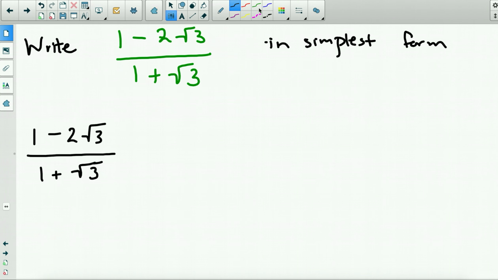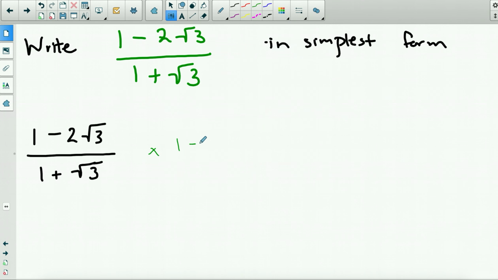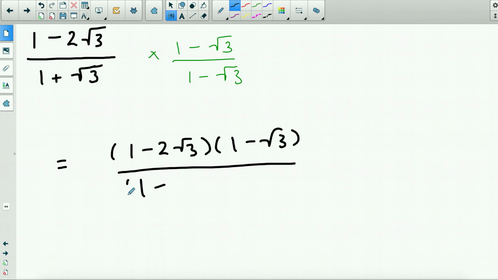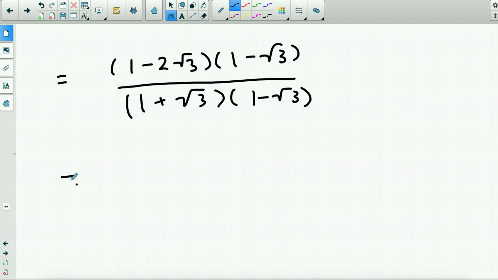So to rationalize this, I'm going to have to multiply it by the conjugate, which is 1 minus square root of 3 over 1 minus square root of 3. So I'm just going to put all of this under one fraction, over 1 minus square root of 3, and then 1 plus square root of 3, 1 minus square root of 3. Again, do write your arrows when you want to expand the brackets, especially with this example, as you have quite a lot of surds in there.